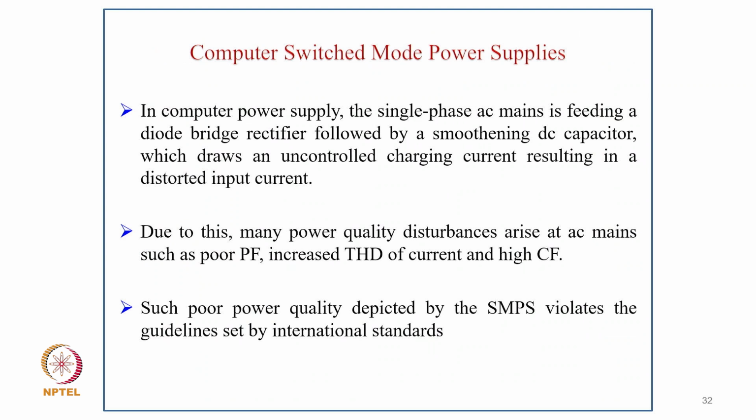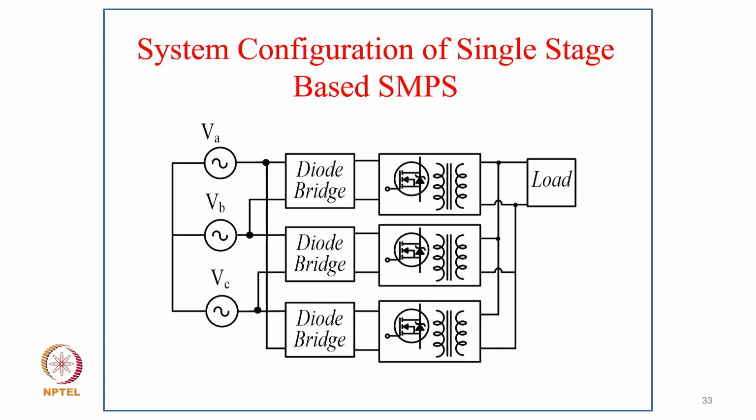Now coming especially to the computer switch mode power supply. In a computer power supply, the single phase AC mains is feeding a diode bridge rectifier followed by a smoothing DC capacitor, which draws an uncontrolled charging current resulting in a distorted input current. Due to this, many power quality disturbances arise at the AC mains, such as poor power factor, increased total harmonic distortion of current, and high crest factor of the input current. Such poor power quality depicted by the switch mode power supply violates the guidelines set by international standards.